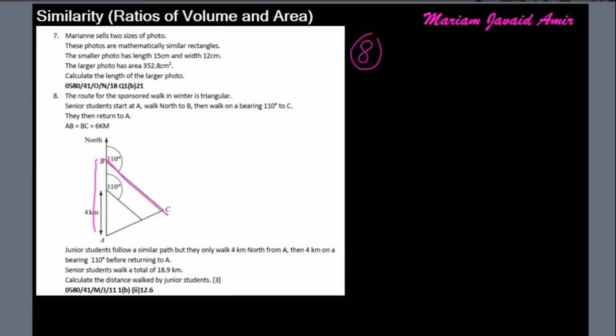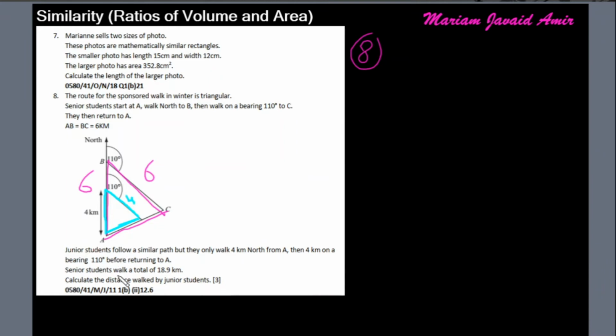Let me draw a clearer one. So this is their first route, second, and then they come back. So this is 6 kilometers and this is 6 kilometers. Junior students follow a similar path, but they only walk 4 kilometers north from A. So they walk 4 kilometers till here, then 4 kilometers on a bearing of 110. So this is also 4, before returning to A.